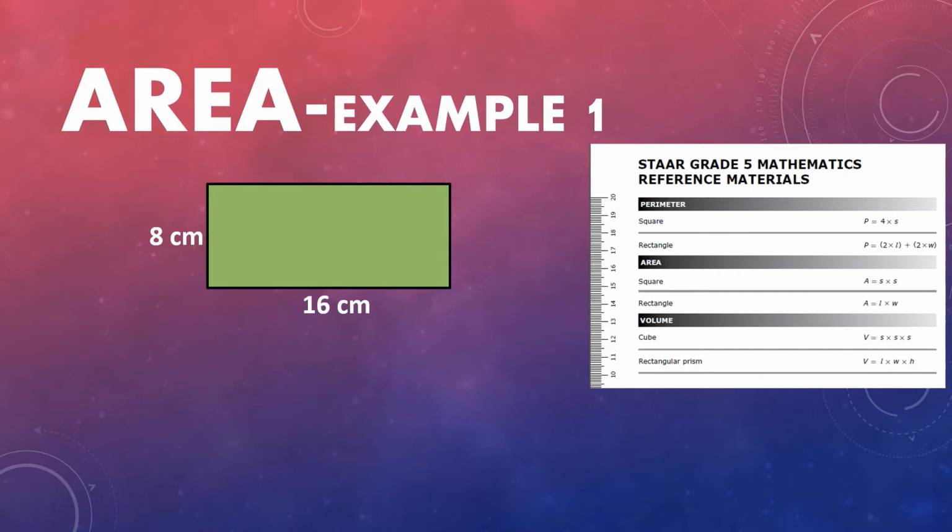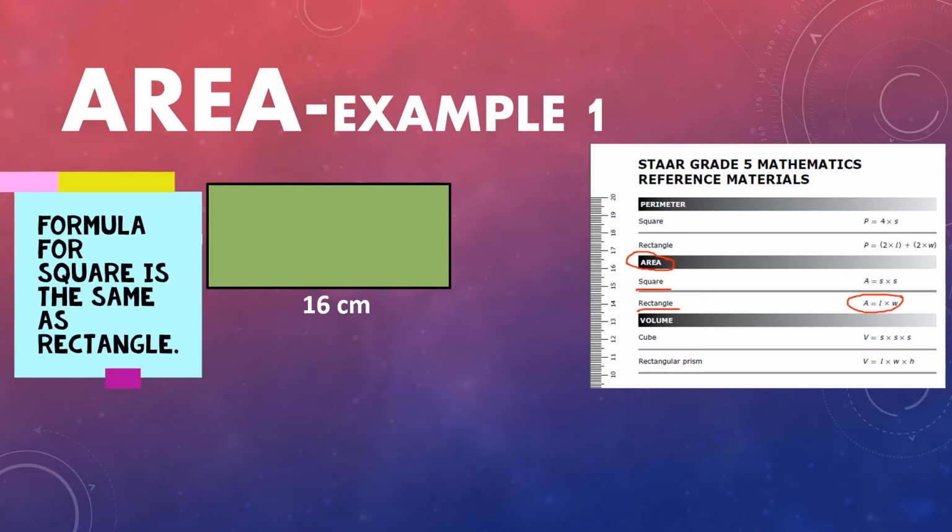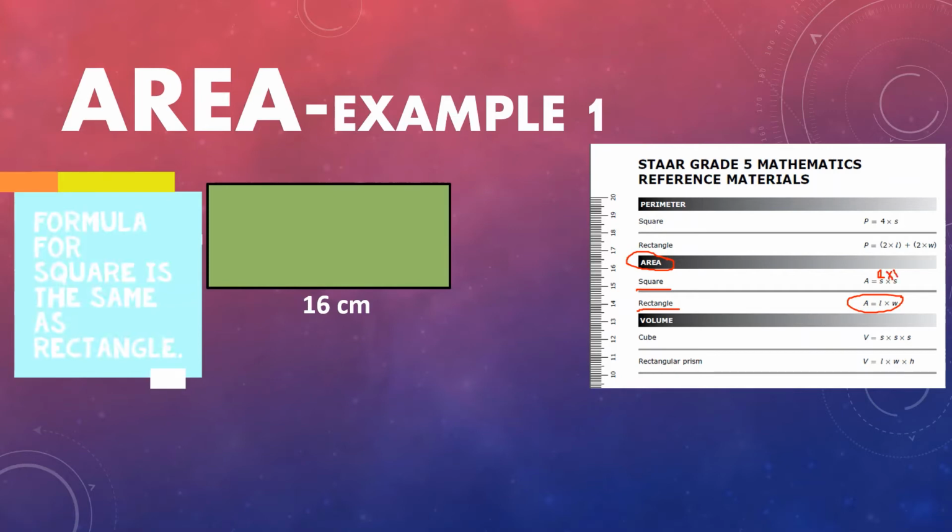So let's go ahead and start finding the area of this given picture. We're going to start with the formula. So if you don't remember the formula, do not worry, because you are given a star reference chart and area is found under here. Since this is a rectangle, you will work with this formula right here. For a square, it's exactly the same thing. They just labeled it differently. S stands for side times side, but you can also imagine this as length times width and it'll give you the exact same answer.